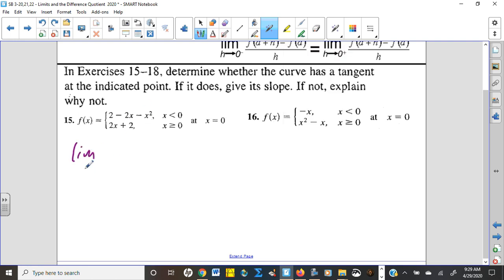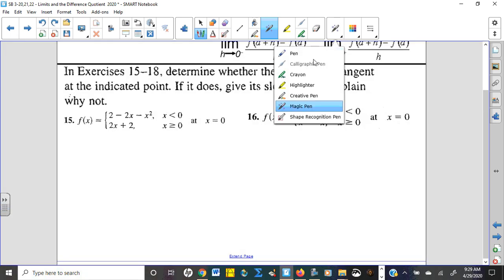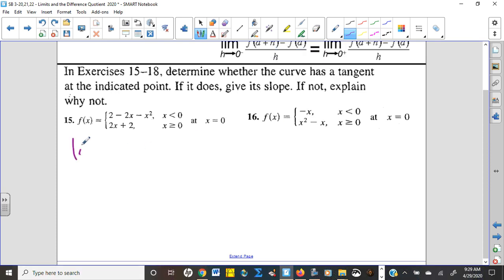So we're going to take the limit as h approaches 0 from the left, using this function right here. The nice thing is that I'm just doing 0. So that means that f of a plus h is just going to be f of 0 plus h, or f of h. So for f of a plus h, I can just do 2 minus 2h minus h squared.